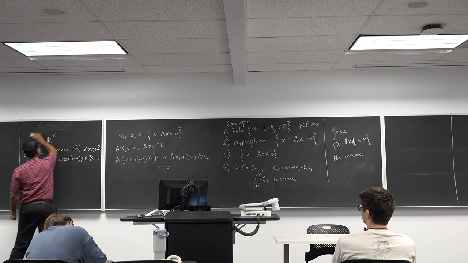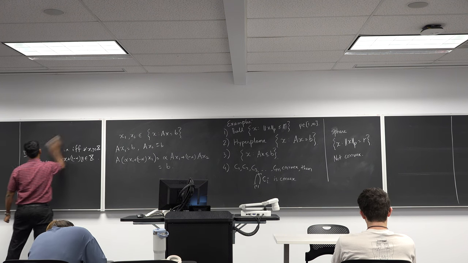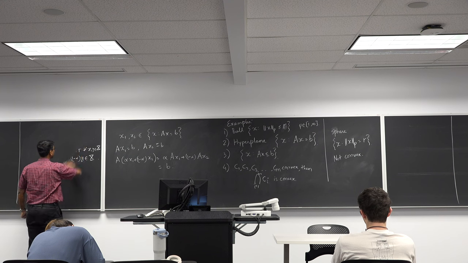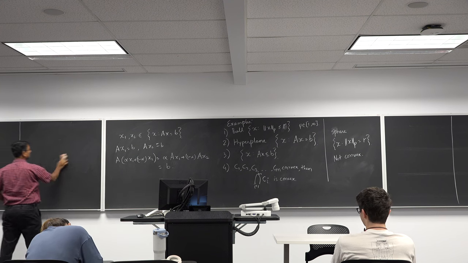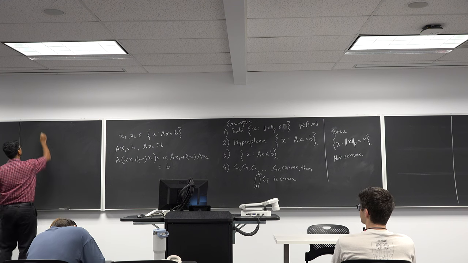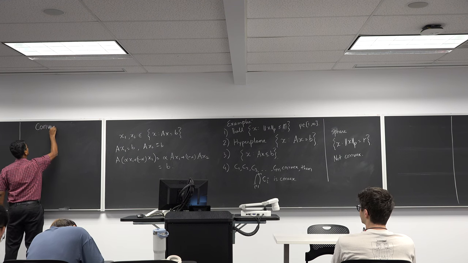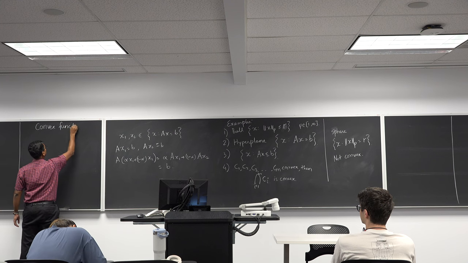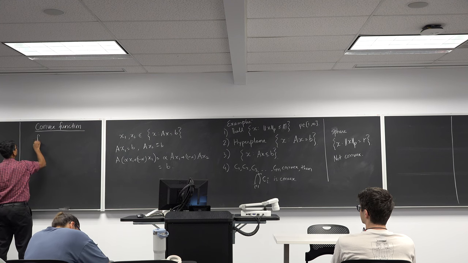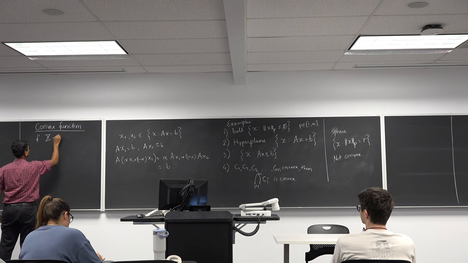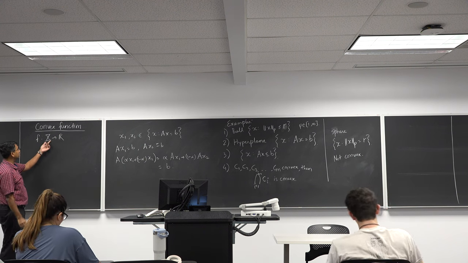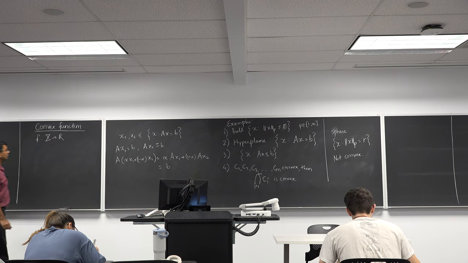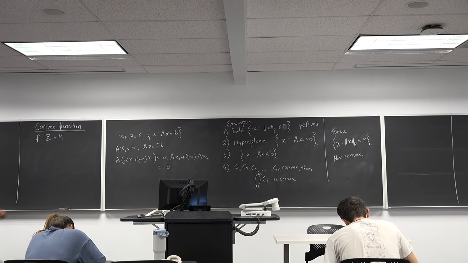I'm going to erase this side. Let's talk about convex functions. And there are many ways to define convex functions. So let's look at a few definitions. So I have a function f from X to R. Okay, so it maps an n-dimensional object to a real number. So let's define it in two ways.